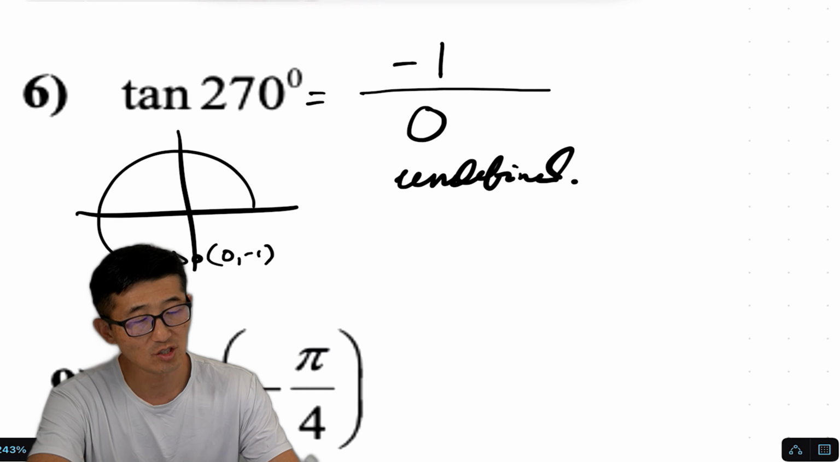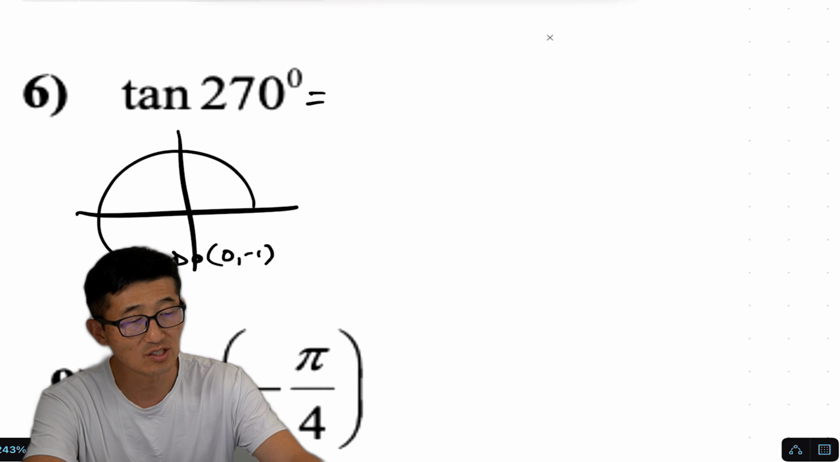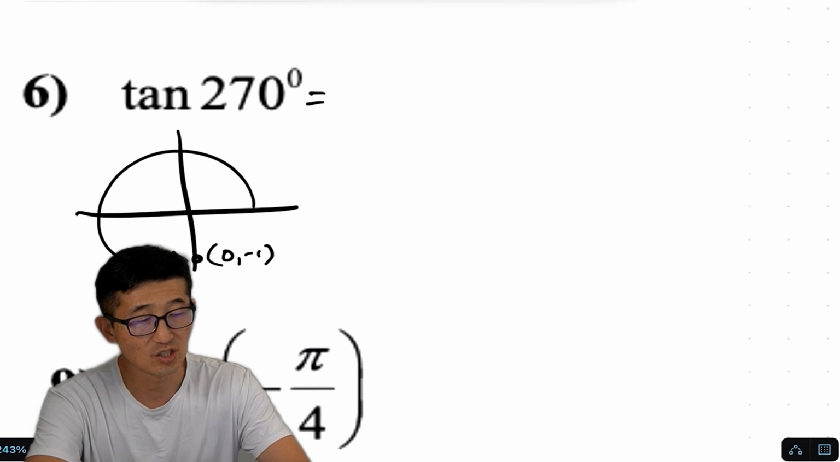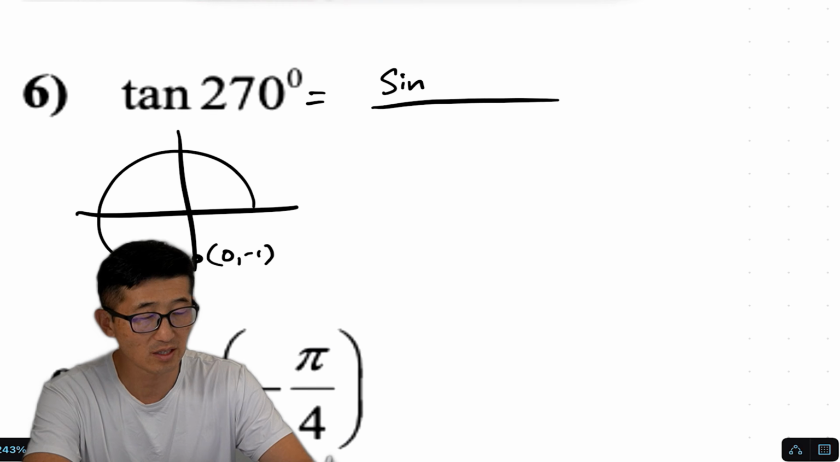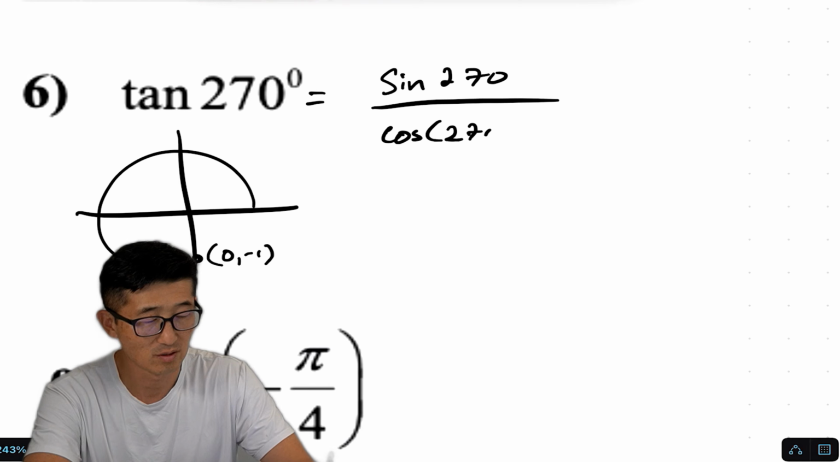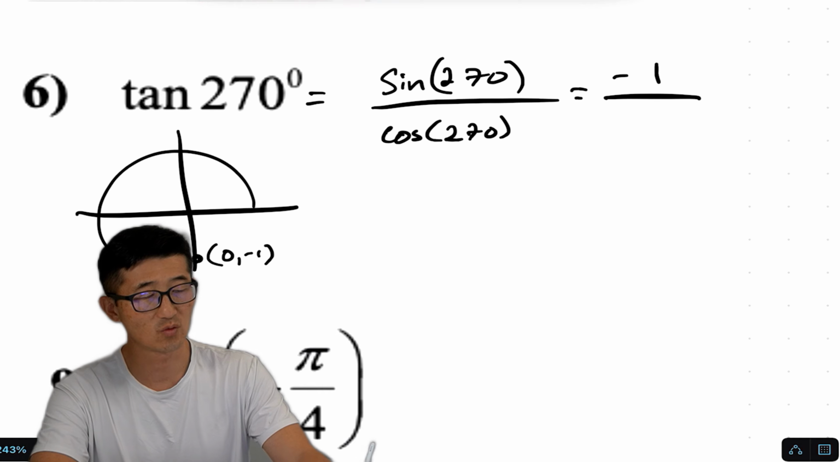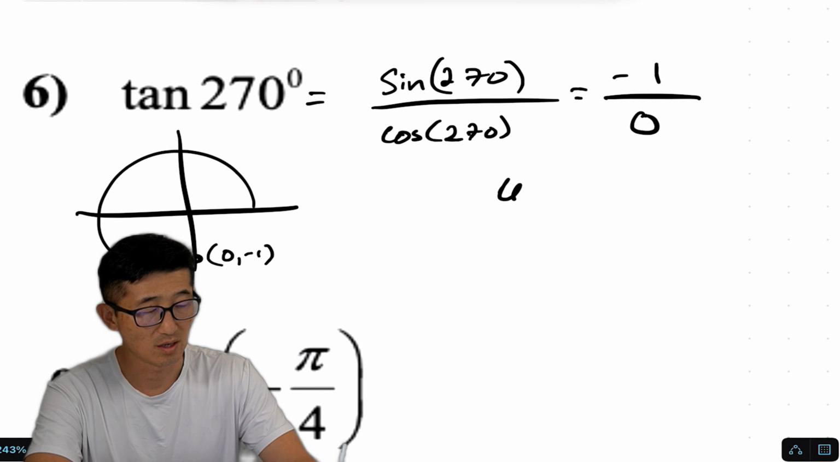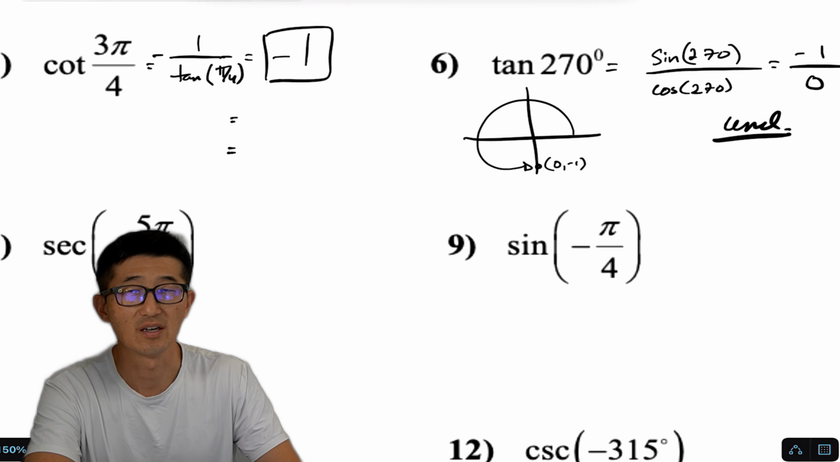Okay. Tangent 270. Here, let me just start again. Tangent is sine over cosine, right? So what's sine 270 over cosine of 270? Sine 270 is negative 1, cosine is 0. Undefined.